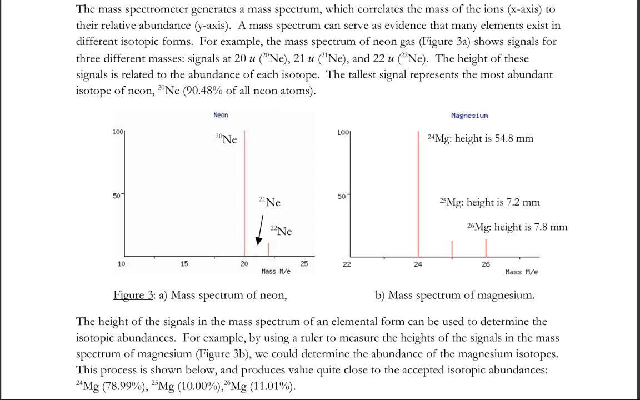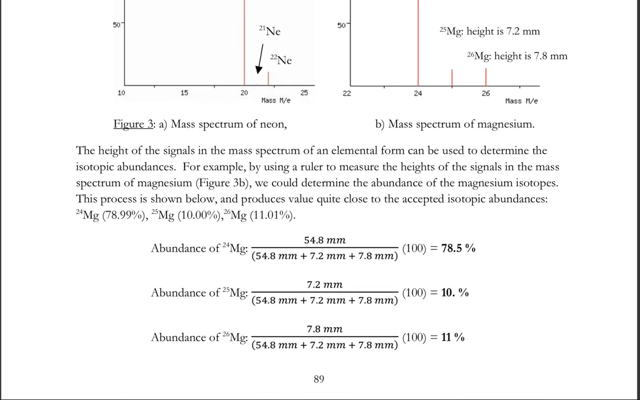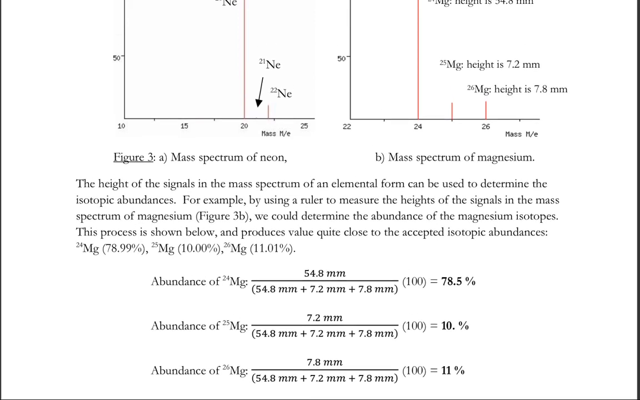So in this case, we see magnesium 24 is the primary isotope, the most abundant one, with magnesium 25 and 26 almost equal in abundances. From that, we can determine the abundance of each isotope. So we take the height of each one. Recall for the 24, it was 54.8 millimeters divided by the total. Remember that percent is always part over whole.